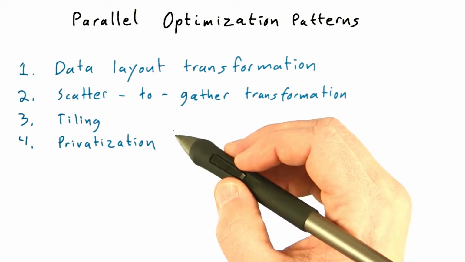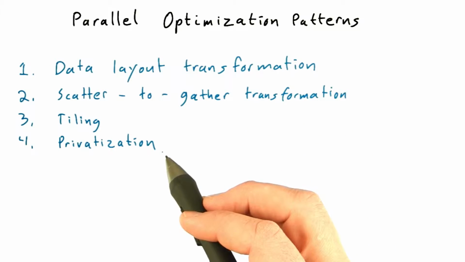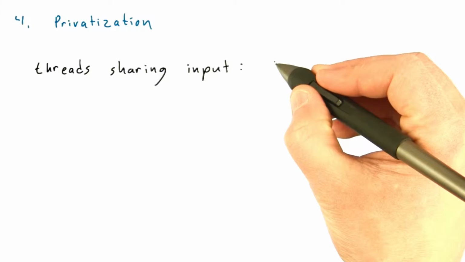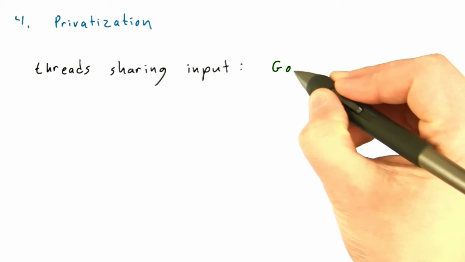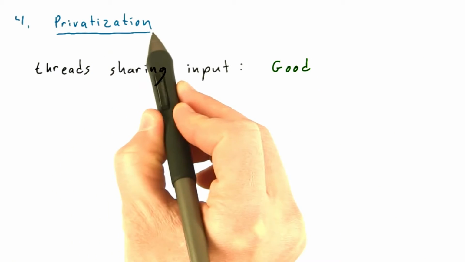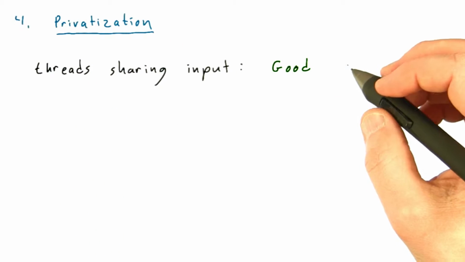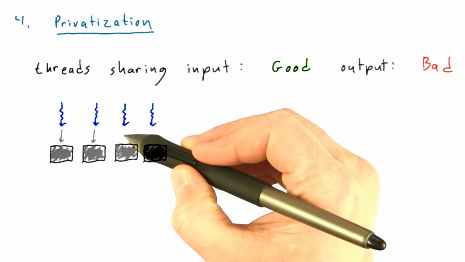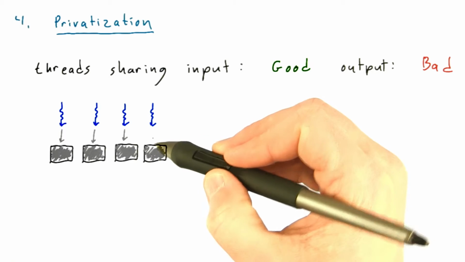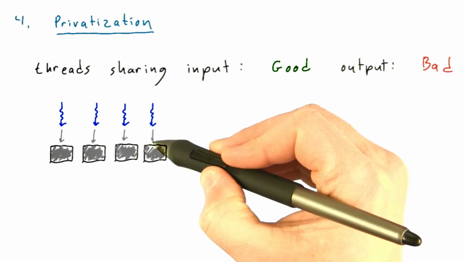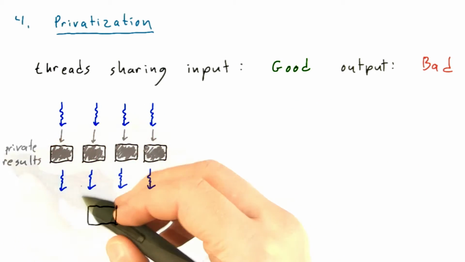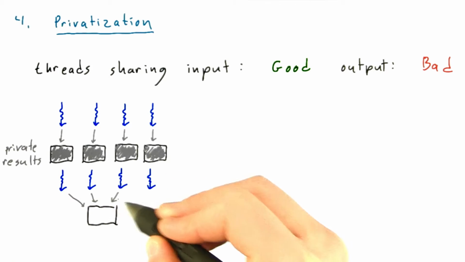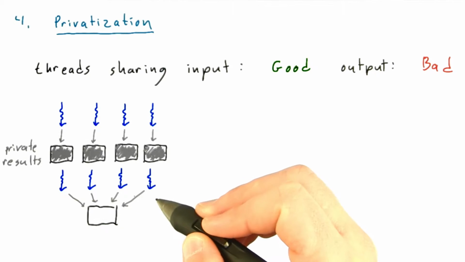The next optimization technique in Stratton's taxonomy is called privatization. Where tiling exploited the fact that multiple threads are reading from the same memory locations, thread sharing input is good, privatization helps avoid having multiple threads write to the same output locations. So privatization takes some output data shared by multiple threads and duplicates it so that different parallel threads can operate on their own private copy. The private copies are eventually merged together to recreate the result that would have been produced in the shared data used by all the threads before privatization.